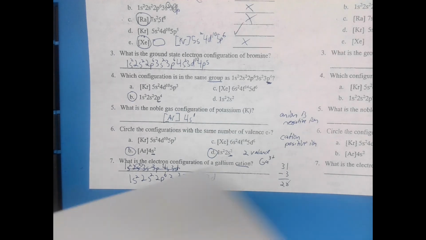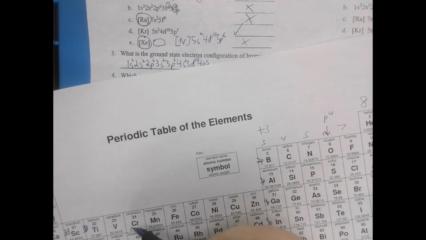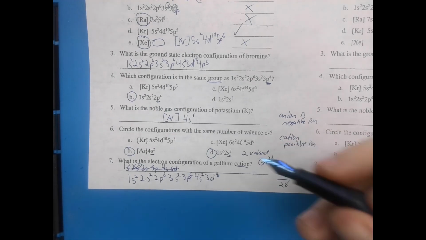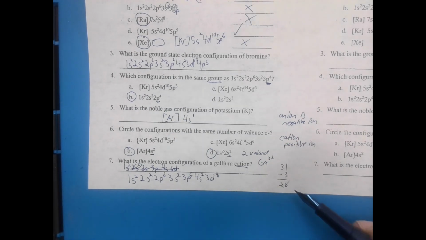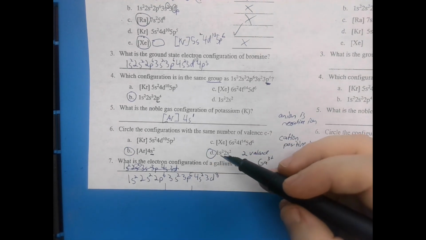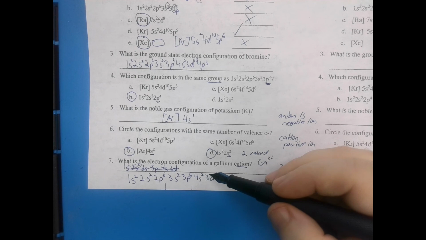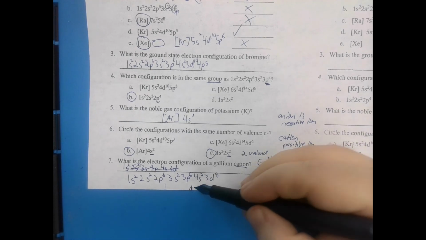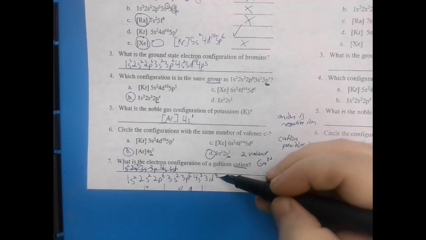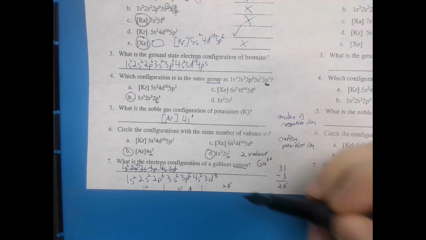And same thing as nickel, so 1, 2, 3, 4, 5, 6, 7, 8. 8 here. Count up the electrons and make sure they equal 28. That's 10. That's 20. So 10 plus 10 and 8 left is 28.